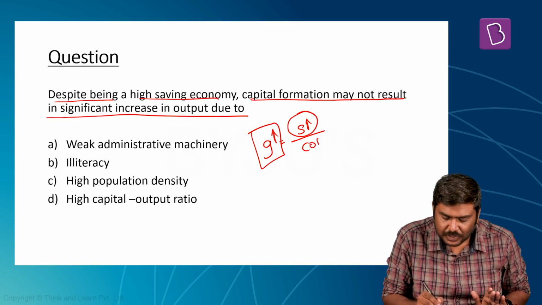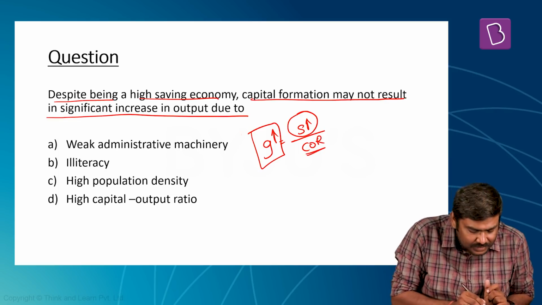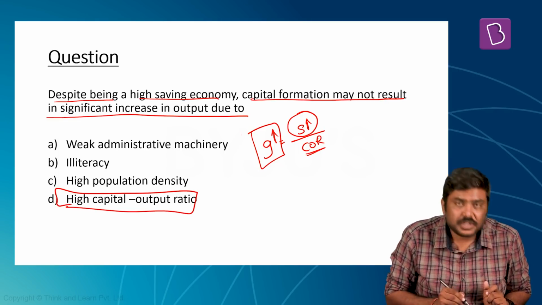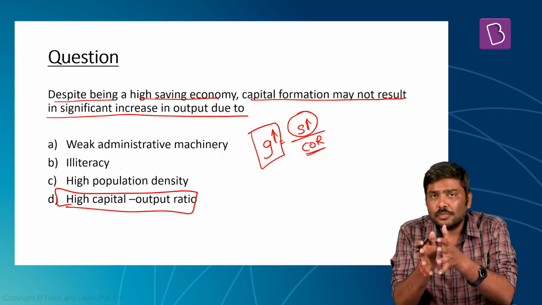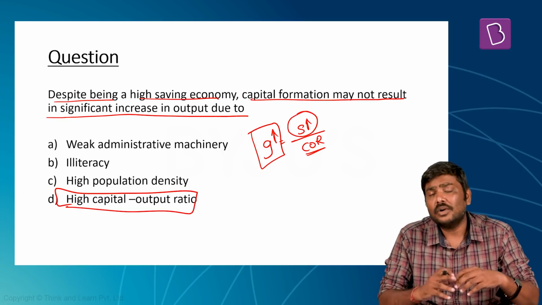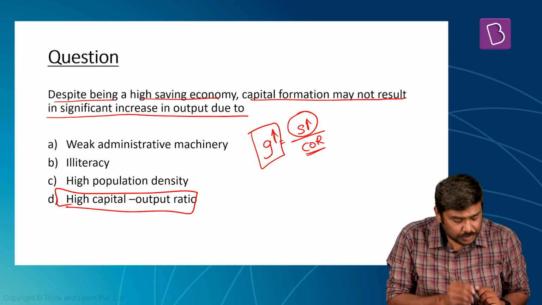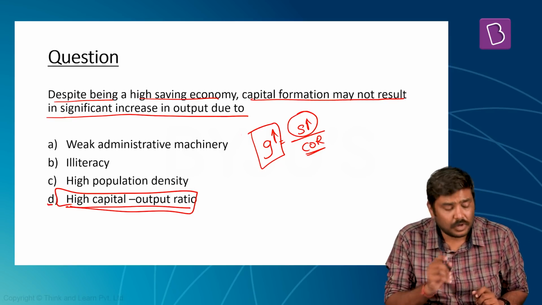Please understand, if the savings rate increases and growth rate does not increase significantly, then there is a problem with respect to capital output ratio. That is the reason the right option for this particular question will be capital output ratio is very high. When the capital output ratio is very high, growth may not increase significantly. So the right option will be option D, high capital output ratio.